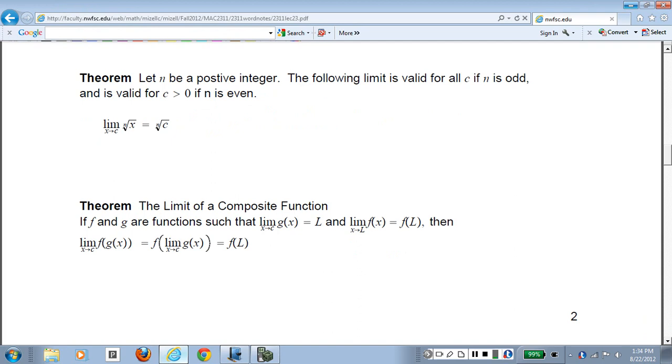Textbook just throws this in. It turns out to be a pretty useful limit, but it throws it in without a great deal of proof. Let n be a, okay, I've got some proofreading to do. Let n be a positive integer.